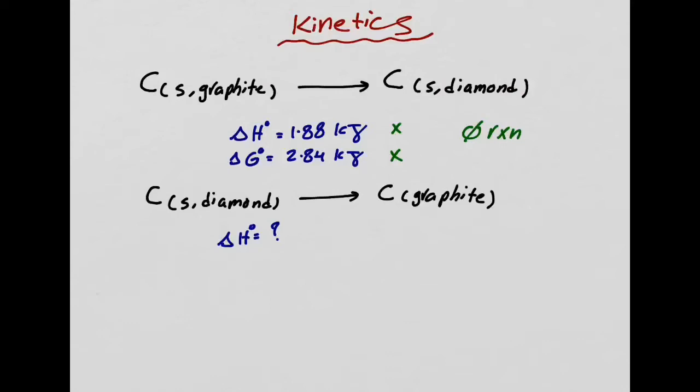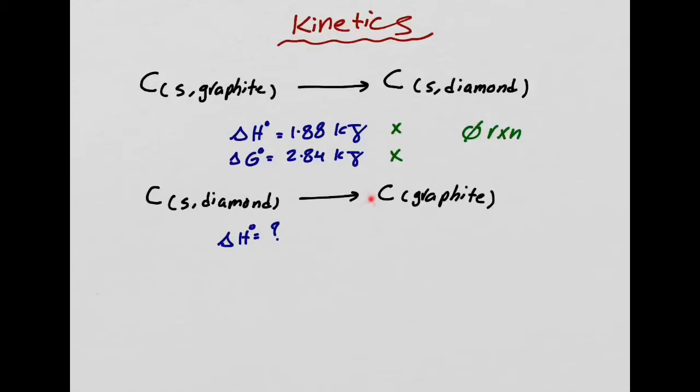Now, how about if we take diamond and then it goes to graphite? Basically, this is the reaction on top flipped. Now, what I want you to do, tell me what would be the delta H of this reaction. I can hear you, but tell me anyway. What would be the delta H of this reaction?